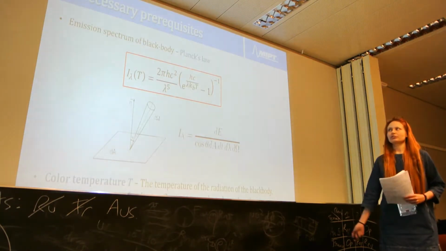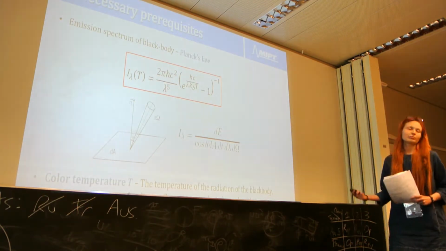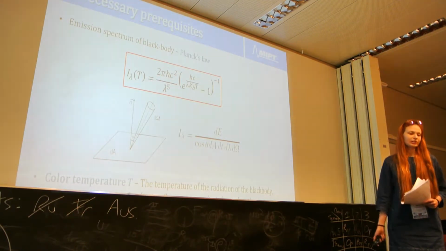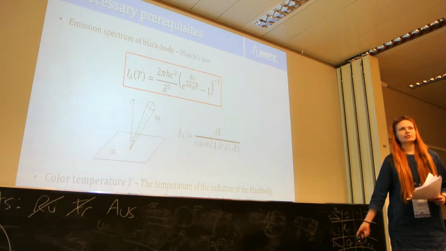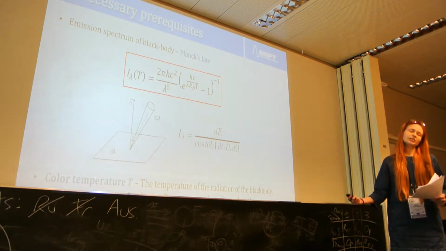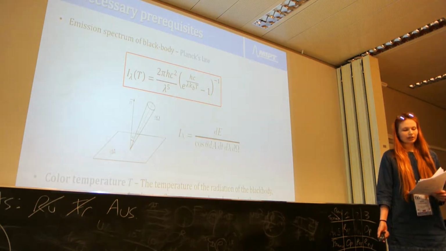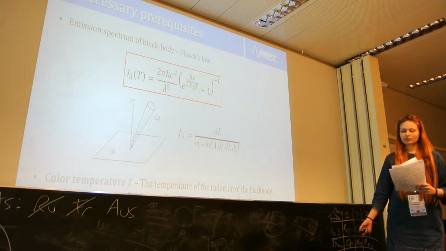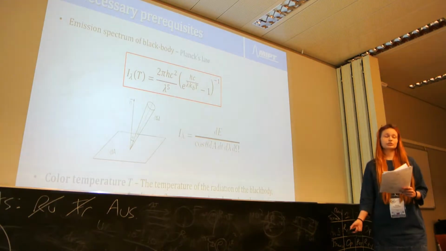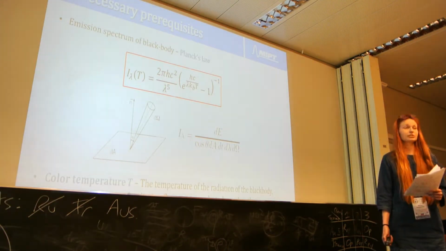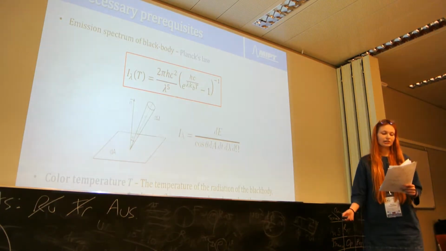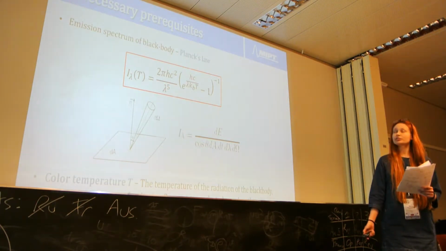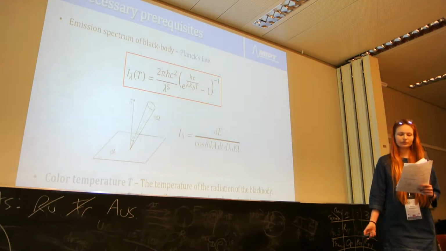Okay, the necessary prerequisites. The emission spectrum of a black body is given by Planck's law. The emission spectral density is the radiation power per unit source area in a single platform located perpendicular to the chosen direction, at an elementary solid angle in the wavelength range. The color temperature is the temperature of the black body whose radiation has the same ratio of emission spectral density at selected wavelengths in the observed spectrum.